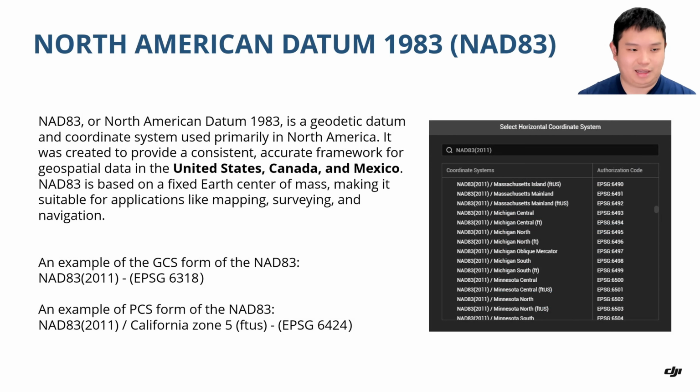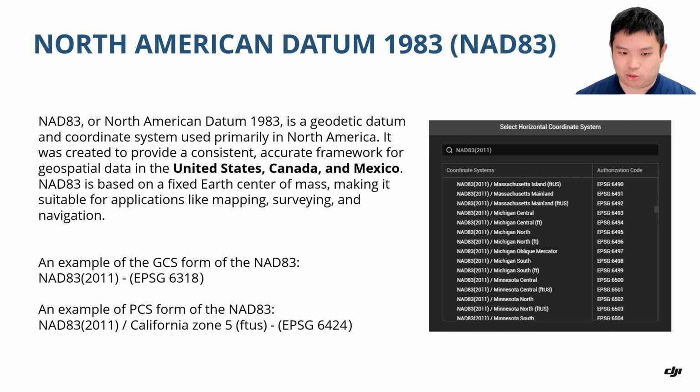NAD83 stands for North American Datum 1983. It is a regional horizontal reference frame people use in North America for their projects. If you have your project located within the United States, Canada, and Mexico, this will very likely be the coordinate system you work with. So it also has its geographic coordinate system form as well as projection coordinate system form.